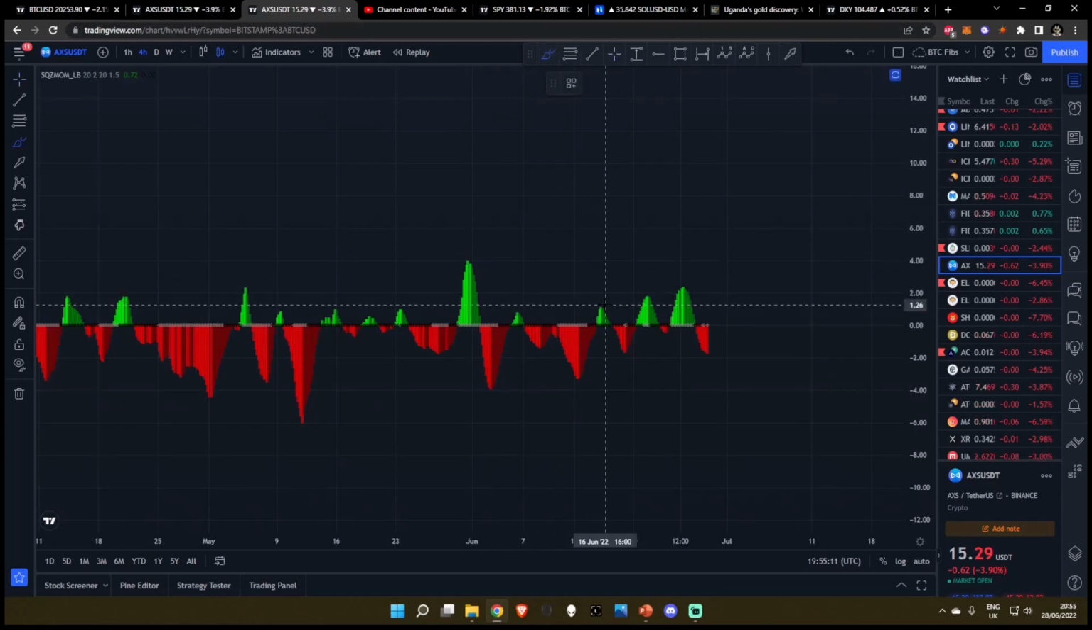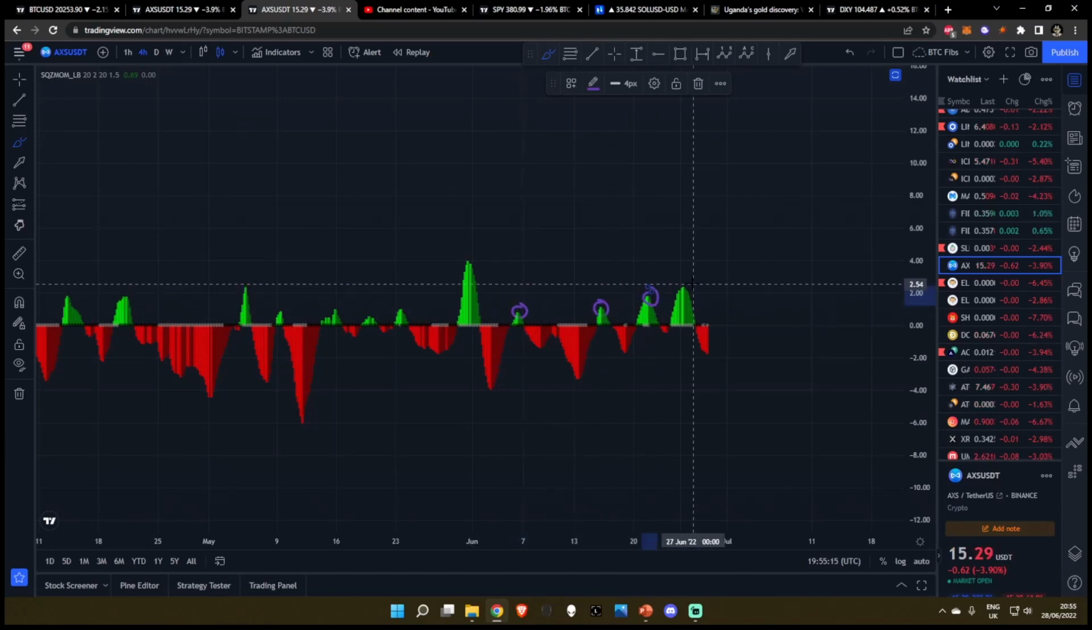What you can see is, if we look from here, actually we can draw it from here, you can see the bulls were gaining strength, so the bears were losing strength. And we know this because if we look to the downside, you can see we were losing momentum to the downside on the squeeze bomb.